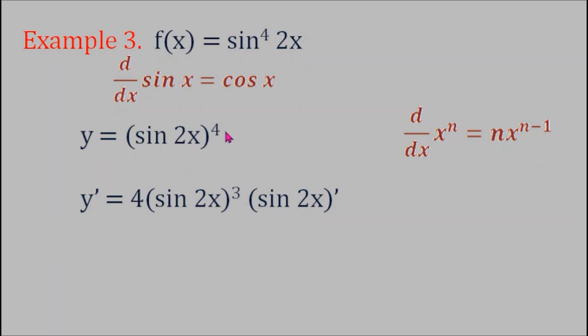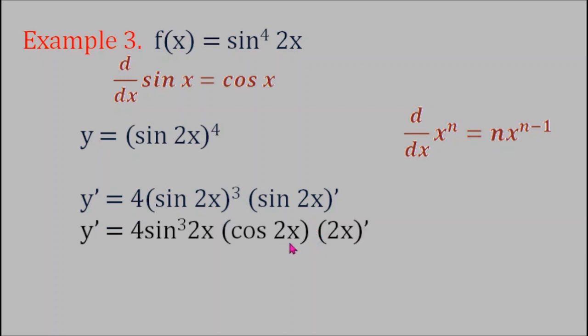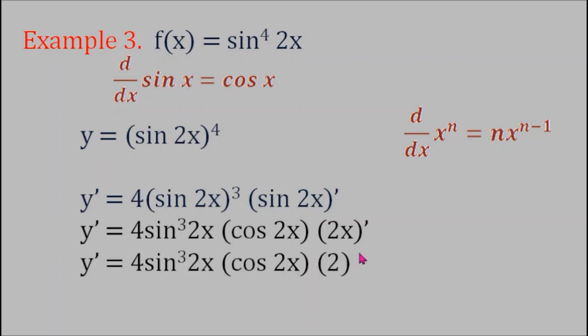Applying the power rule, we have 4, which is our n, so we write it up front. So we have 4 sine 2x to the power of 3, that's n minus 1, that's 4 minus 1. And then we are going to find the derivative of sine 2x. And the derivative of sine x is cosine x. So that means the derivative of sine 2x is cosine 2x. But we still have to find the derivative of 2x by chain rule. And we know that the derivative of 2x is just 2.